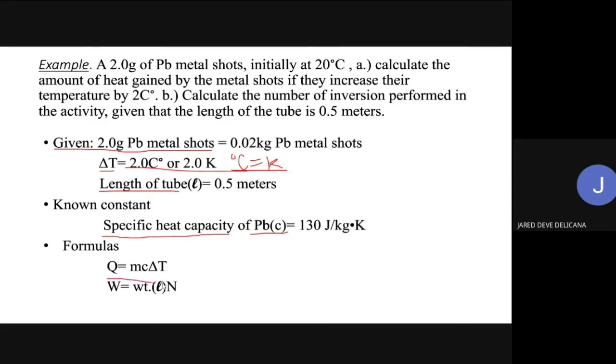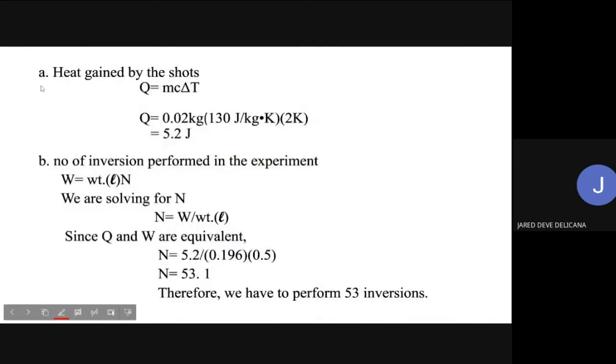The formulas that are useful for our example are Q equals mc delta T, and W equals weight times the length of the tube times the number, where n here is the number of inversions. So in order to solve A, which is the heat gained by the shot, we have to use the formula Q equals mc delta T. That is just 0.02 kilogram times 130 joules per kilogram Kelvin times the delta T, which is 2 Kelvin. So this is just 5.2 joules.